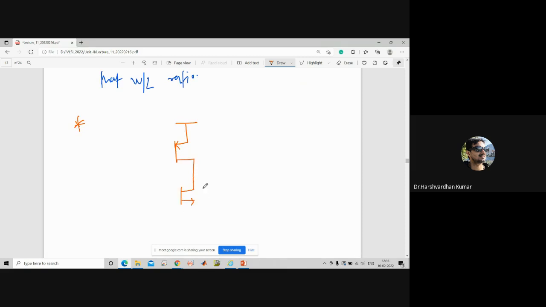Okay, so this one. So where is the output? Output will be here, that is V out, and we are going to connect the capacitive load here. So we very well know why we are connecting this capacitive load. What is the reason behind it? Anyone can explain? We are connecting the capacitive load instead of resistive load.